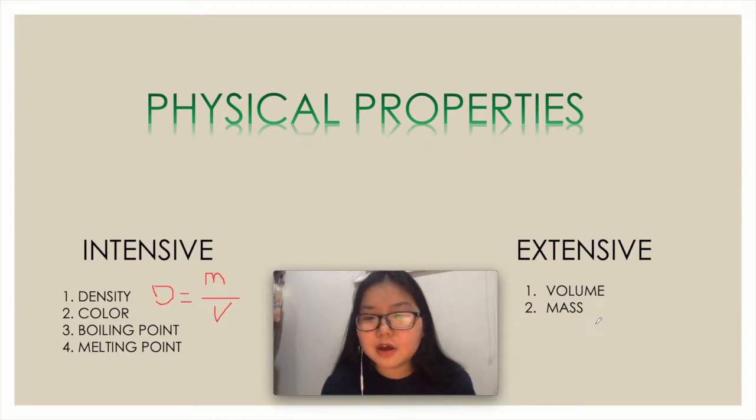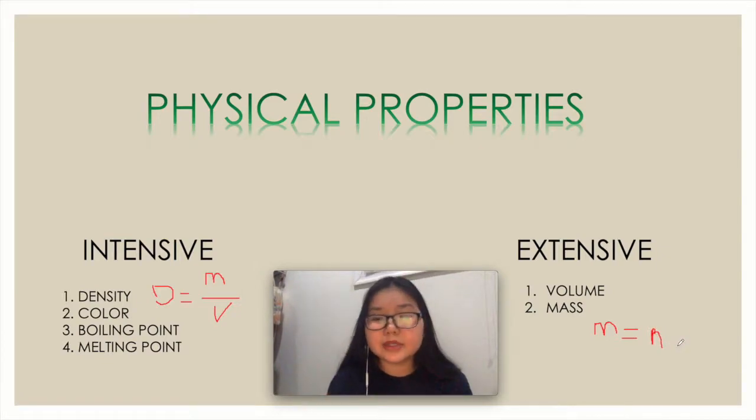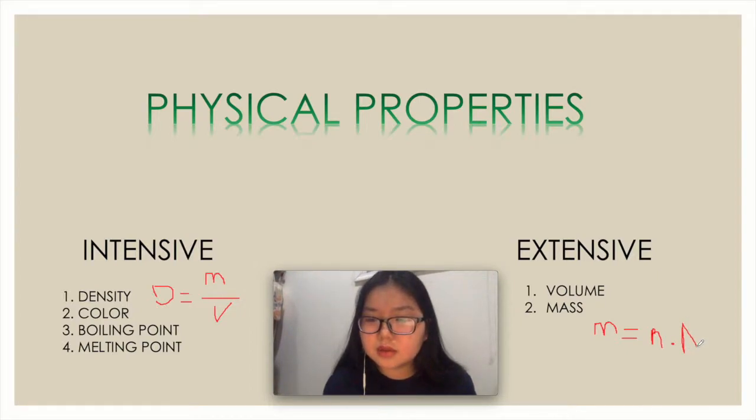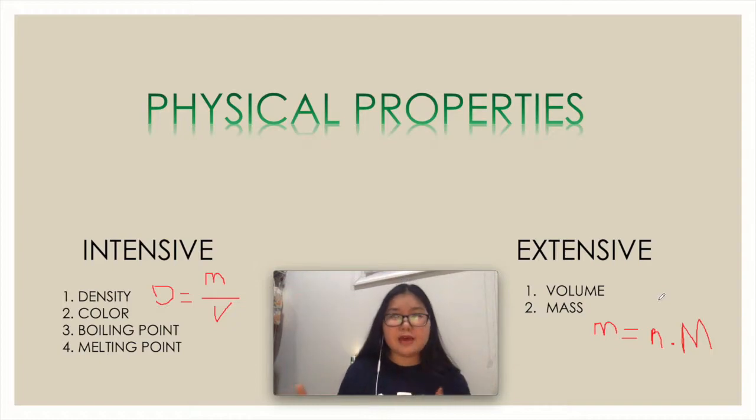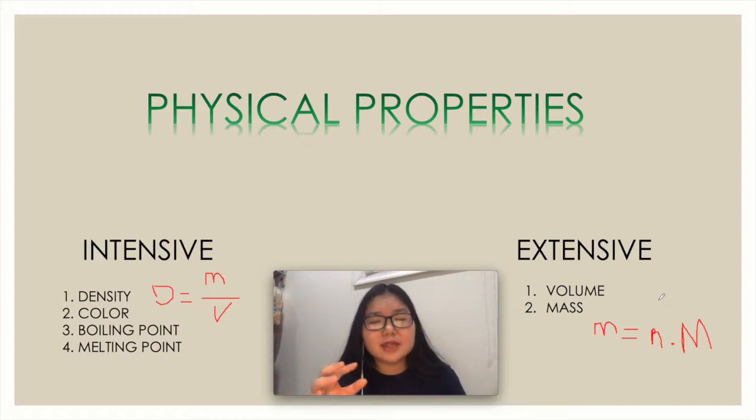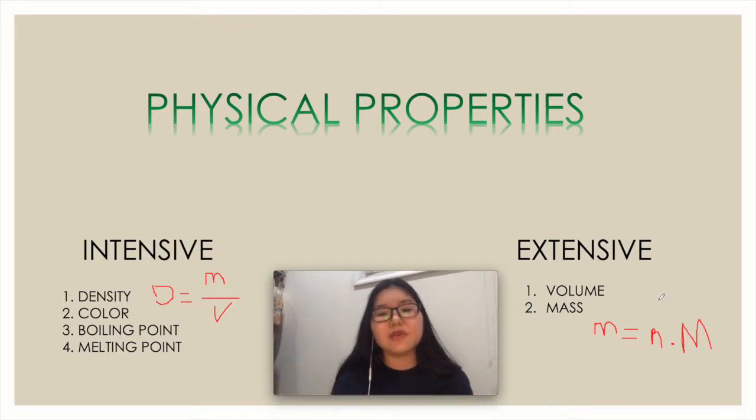For example, the mass has the formula M equals n times capital M, where n is the number of moles of an element, and capital M is the molar mass of a compound, of an element, or of a mixture, something you need to calculate.